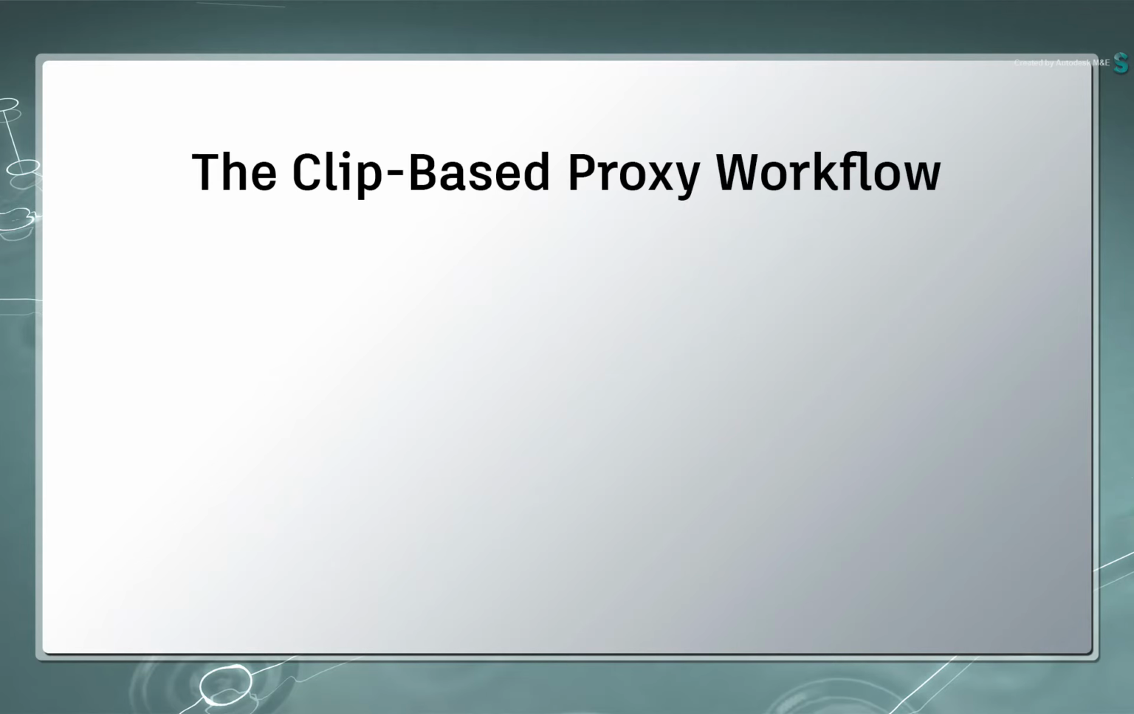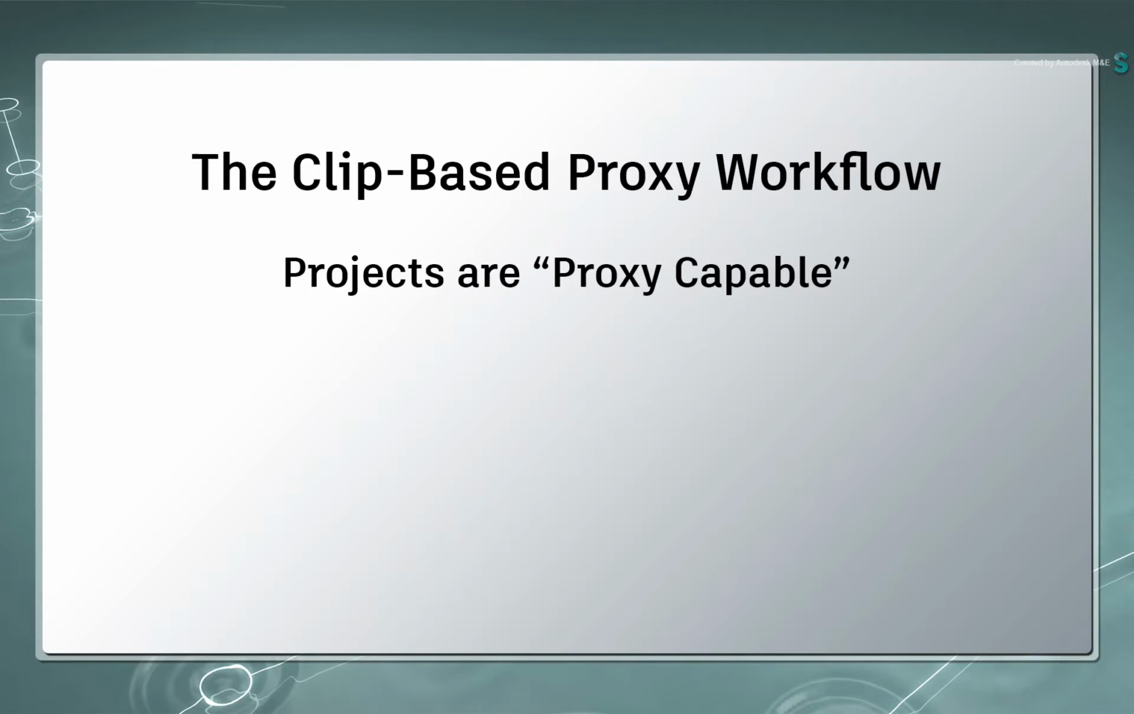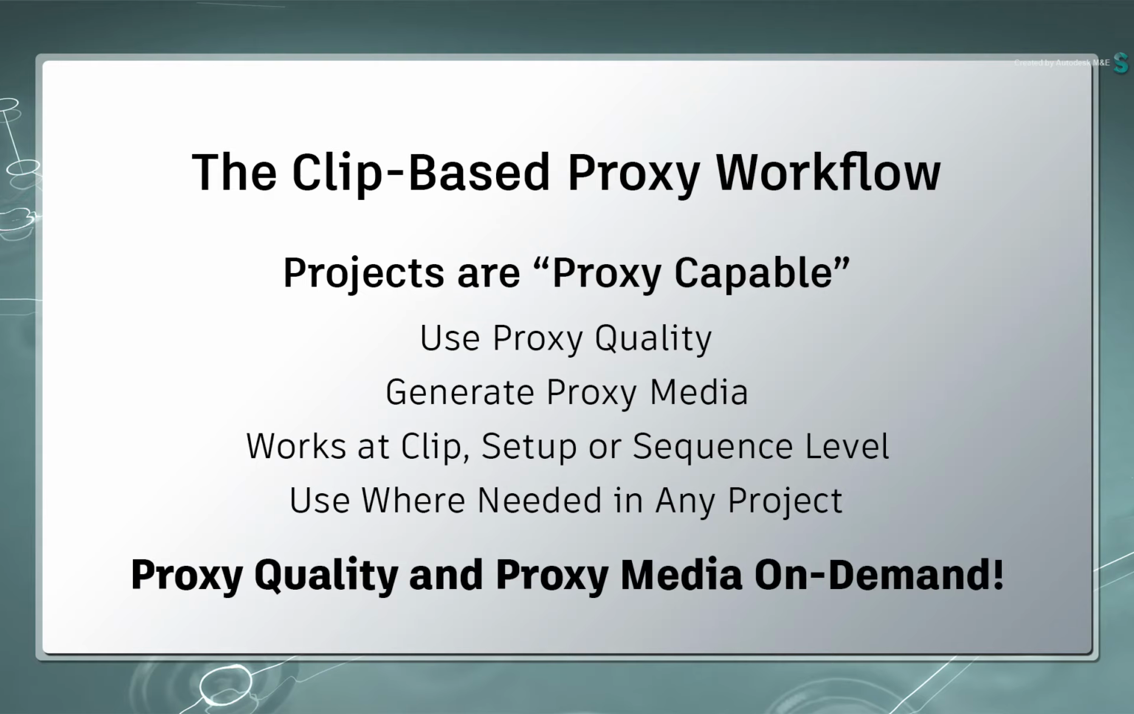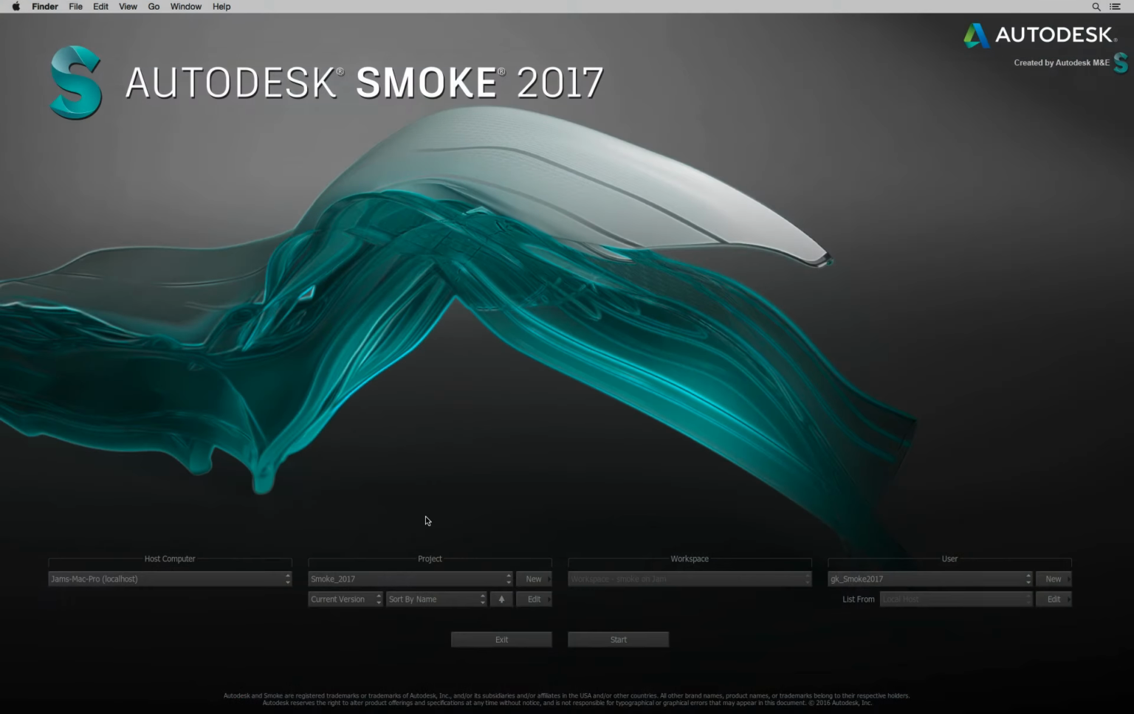So with all these changes in Smoke 2017, all projects are now proxy capable. This means you can switch to proxy quality or even generate proxy media for any clip, setup, or sequence at any time in the project. This can be on import, general interaction, and even rendering. Think of it as proxy quality and proxy media on demand. So let's look at the different areas of the application where this comes into play.